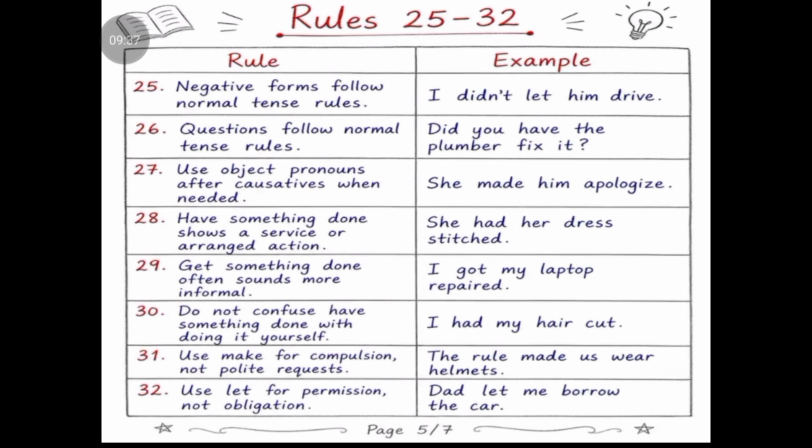32. Use let for permission, not obligation. That means if you're not obliged to do something, you don't use let, but you use let for permission. For example, Dad let me borrow the car. That means he gave you permission to have the car.